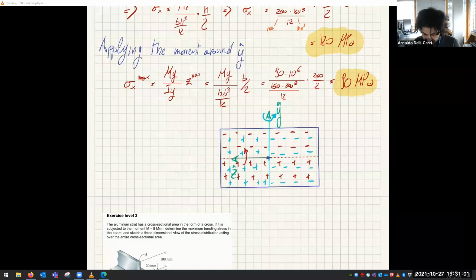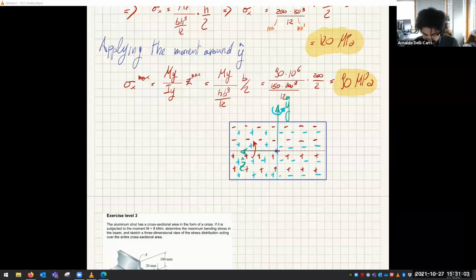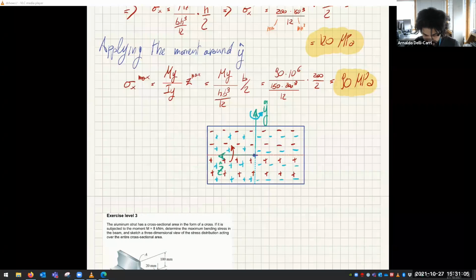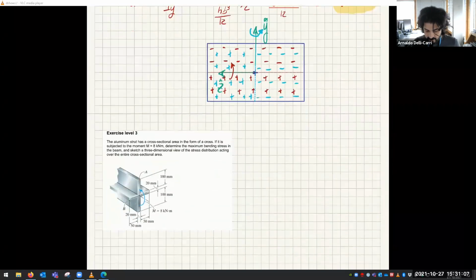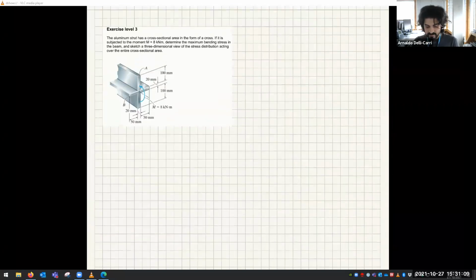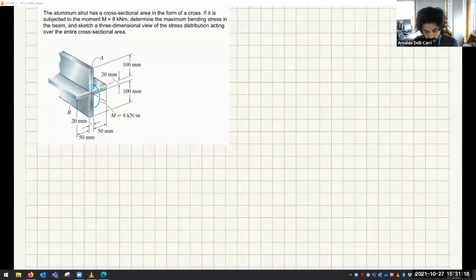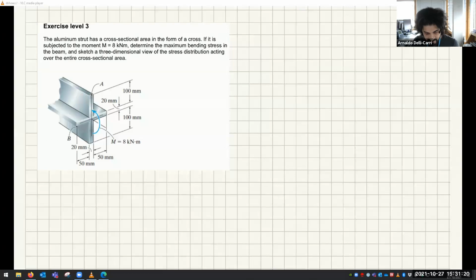Let's see if I can make this. There we go. All right, so let's solve the last question. It's very easy. Well, this is a bit more complicated, of course. Now I require your input. We want to calculate the stress distribution. This is a moment that is given, M, 8 kilonewton meters. And again, same thing, we want to find the maximum bending stress.